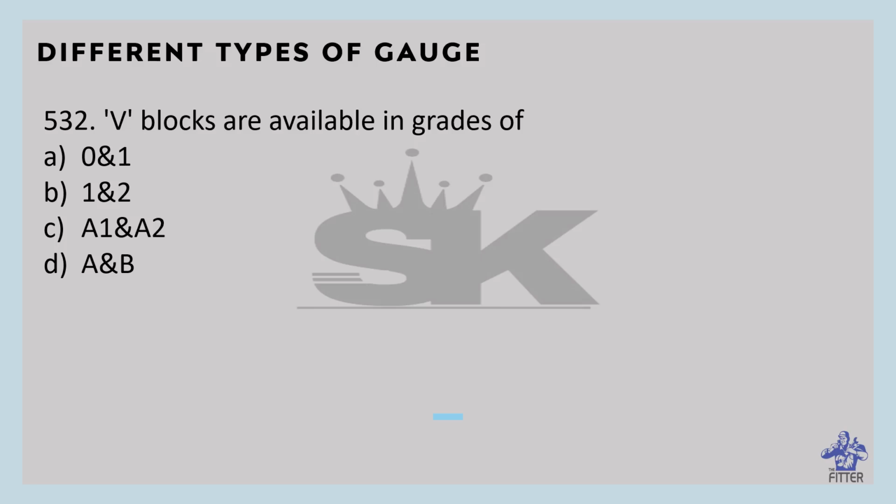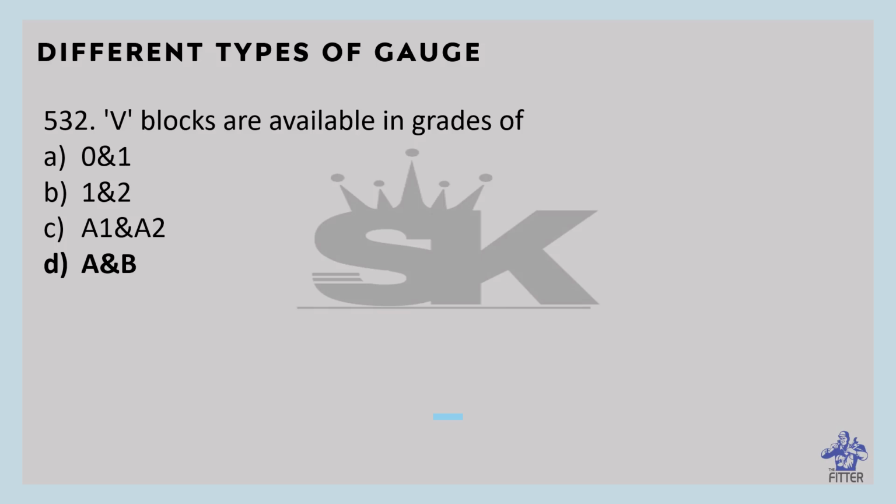V blocks are available in grades of grade A and grade B. We have discussed this, right? So option D. V blocks are generally made of hardened steel or cast iron and are available in a wide range of sizes. They are used when laying out the drilling ground works. B grade V blocks are made from closed grain cast iron. A grade V blocks are made from high quality steel.